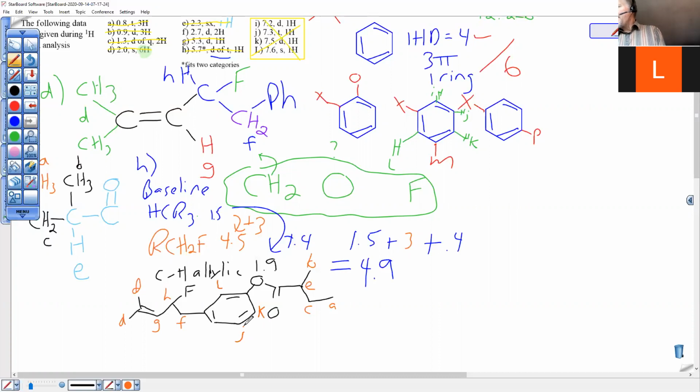J. Yeah, that would be a triplet. And well, we don't have a choice. Sorry, we didn't do I, which would be a doublet. No choices. This has to be the doublet. This has to be the triplet. That is our molecule, and you deserve a break, and so do I.